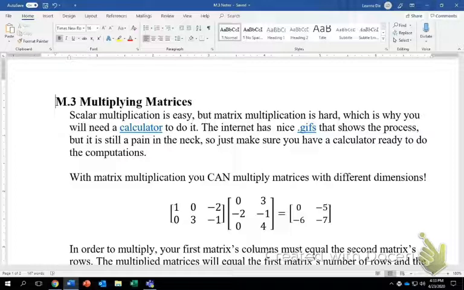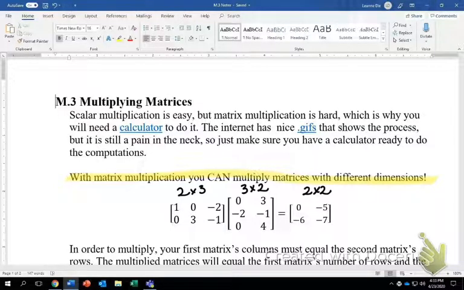So the thing you have to know with this is that matrix multiplication can multiply matrices with different dimensions. Notice how in our first one we have a 2 by 3 matrix, and then the other matrix is a 3 by 2 matrix, and we result in a 2 by 2 matrix.